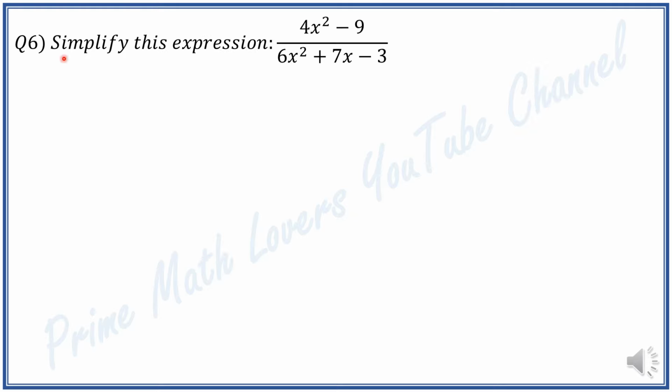Question 6. Simplify this expression: 4x squared minus 9 divided by 6x squared plus 7x minus 3. First, we simplify the numerator. We have an identity in algebra named difference of squares. It states that a squared minus b squared is equal to a plus b times a minus b.